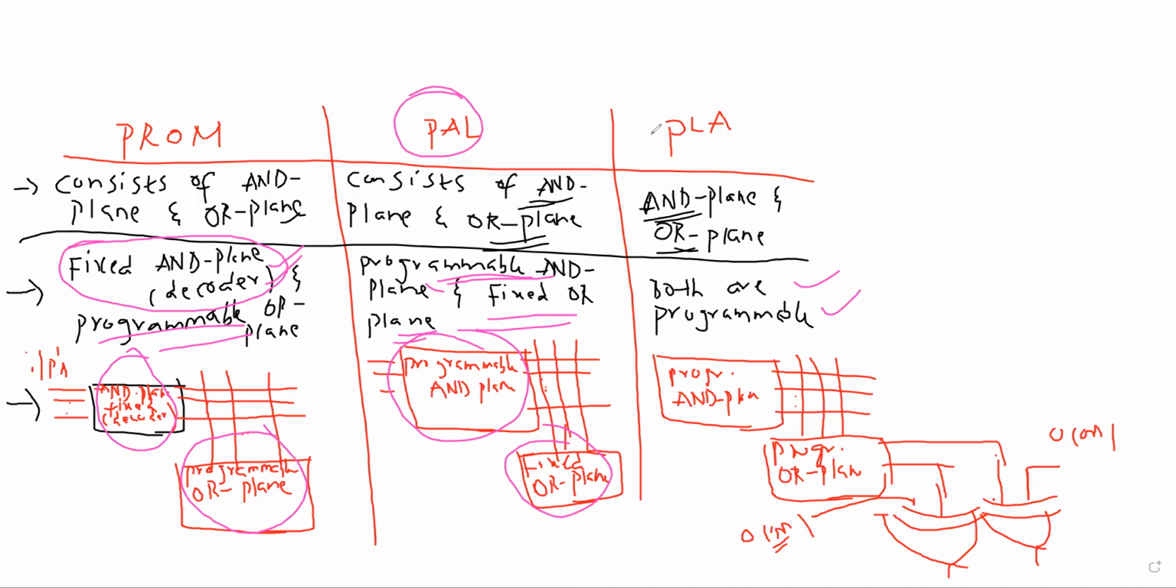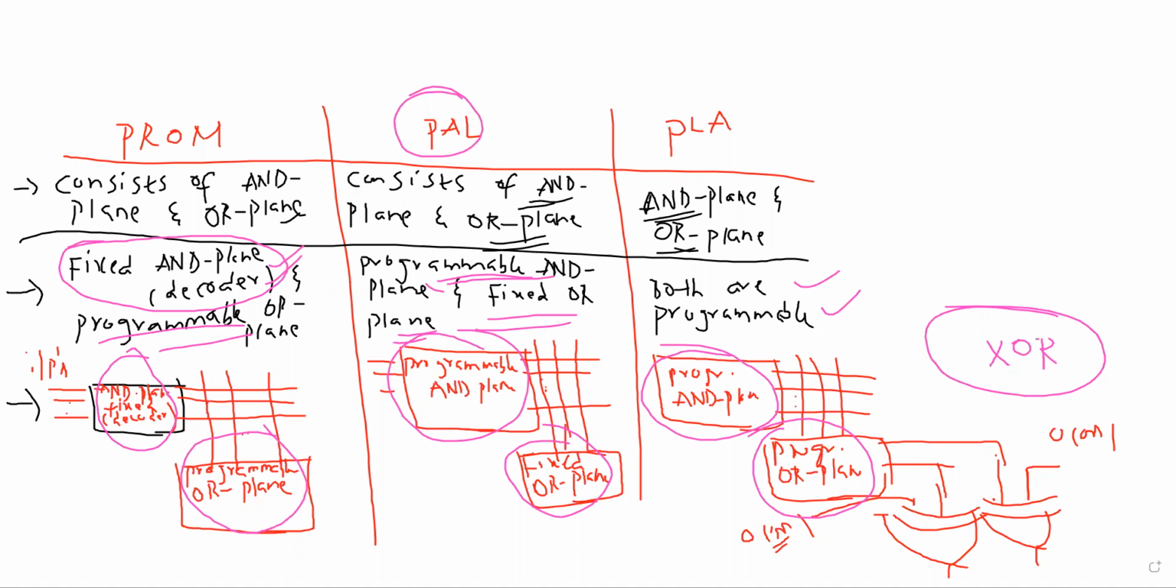Whereas in PLA, you have a programmable AND plane and a programmable OR plane, but the very important point is that the output of the OR plane is not taken directly. It is taken with the help of XOR gates. Is it clear? Remember this very important point: the output of the OR plane is considered with the help of an XOR gate.